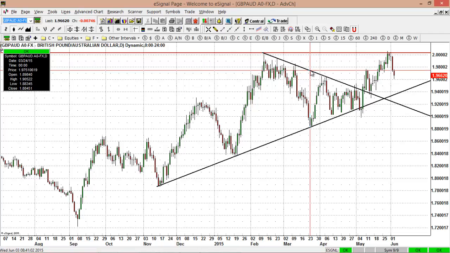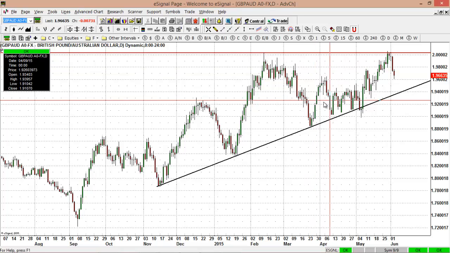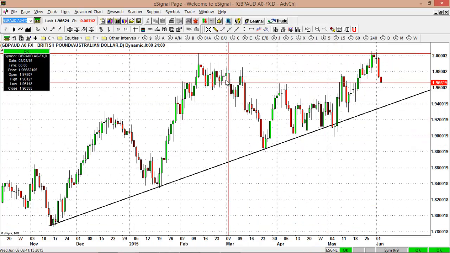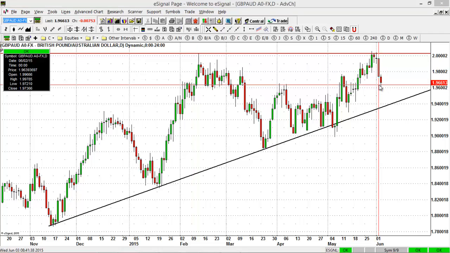But what has happened so far is that we have the hurdle of the $2 mark, where I said that was the initial target. The initial target was the previous high of $2 to one British pound Australian dollar. Now the market went exactly up to just a little above that $2 level and has formed a reversal candle, and we are now getting some more follow through from that reversal.